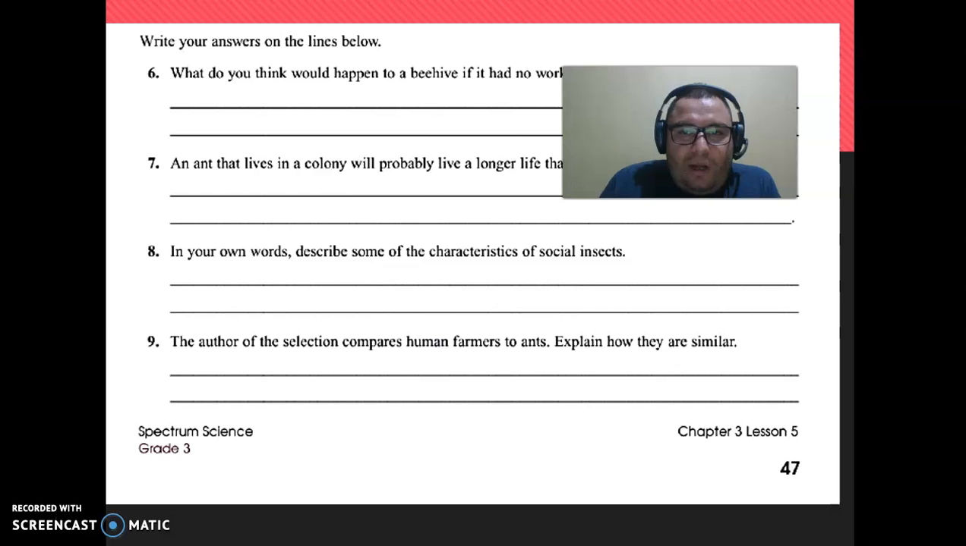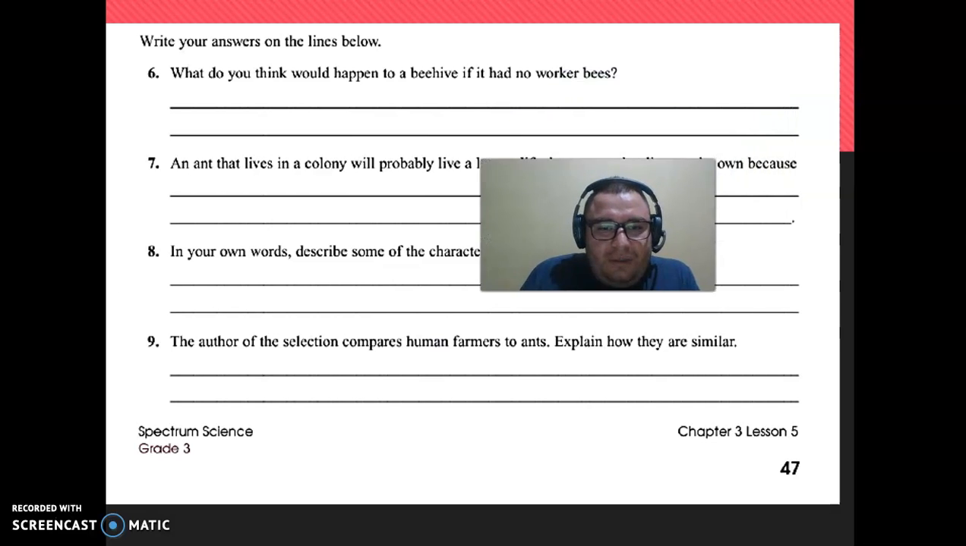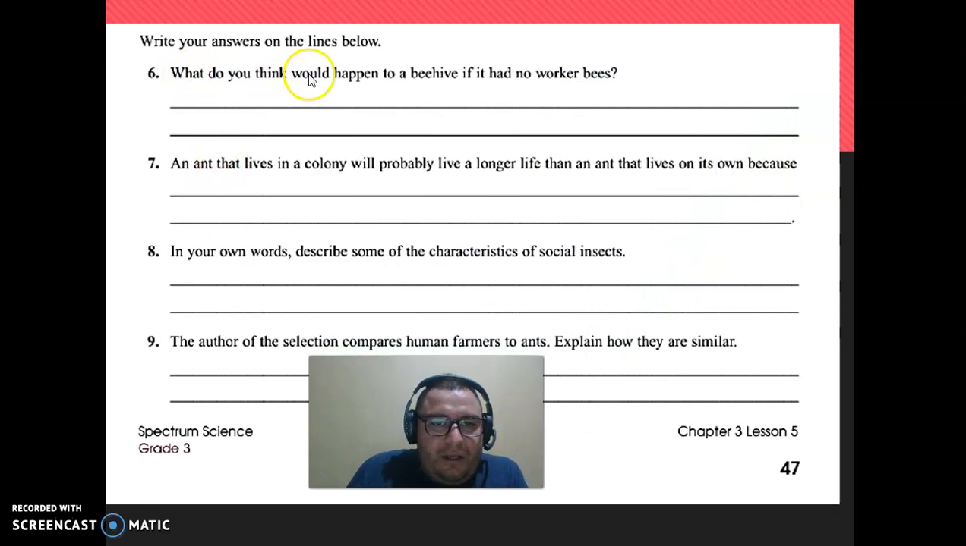And what do you think? What do you think will happen to a beehive if it has no worker bees? Super easy. What happens if we don't have bees in a hive? We don't have honey, right? So it's not going to work. It's necessary to have insects inside.